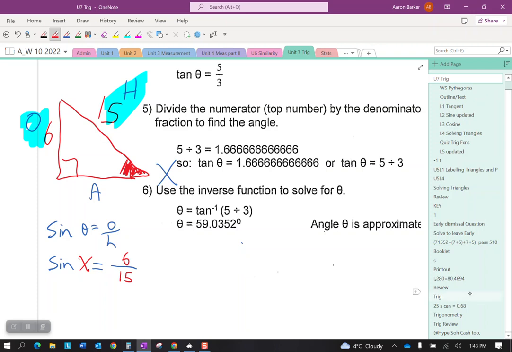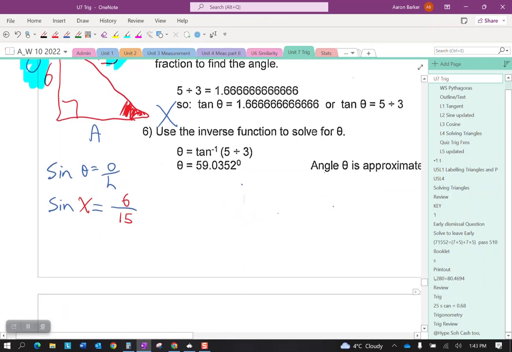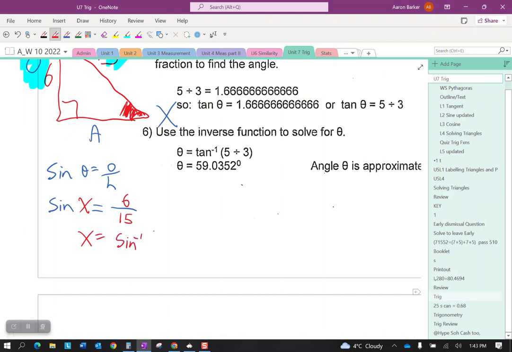6 over 15. Okay. Next step is to move sine to the other side. What does it become? Sine negative 1. How do you guys want me to write this? As a fraction or as a division? Division. So it would be bracket 6 divided by 15.